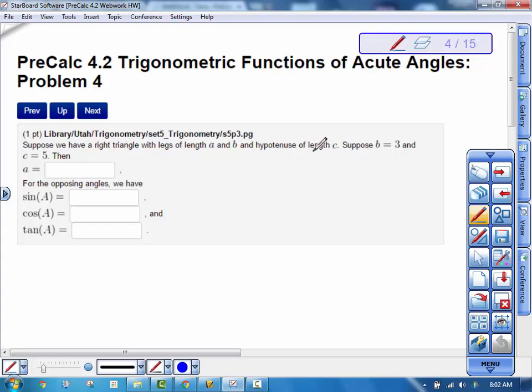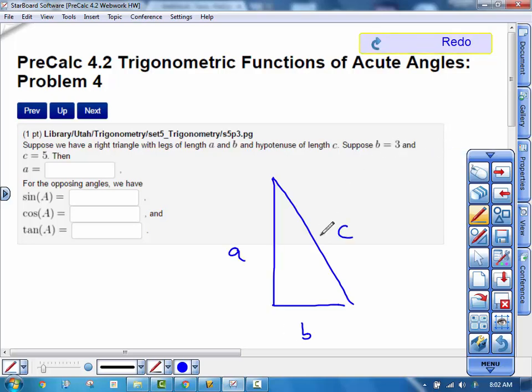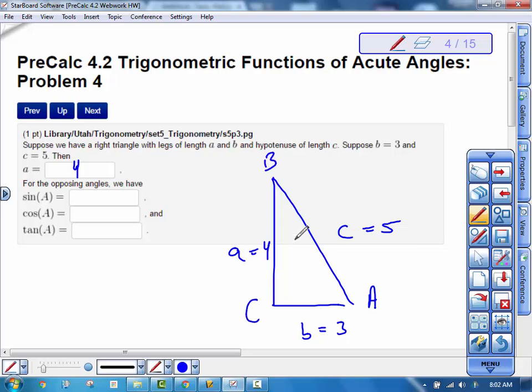Okay, for the next problem, it says suppose we have a right triangle with legs A, B, and hypotenuse C, and they give us 2 of the values, so let's go ahead and draw that triangle like this. Now they tell us that B is 3, they tell us that C is 5. If we do the Pythagorean theorem, we get A is 4, and then we can find the sine of A. The sine of angle A, remember, is across from side A. Angle B is across from side B, and angle C is across from side C. So to find the sine of angle A, we would do opposite over hypotenuse, which would be 4 over 5. Cosine of A would be adjacent over hypotenuse, which would be 3 over 5. And tangent of A would be opposite over adjacent, which would be 4 over 3.